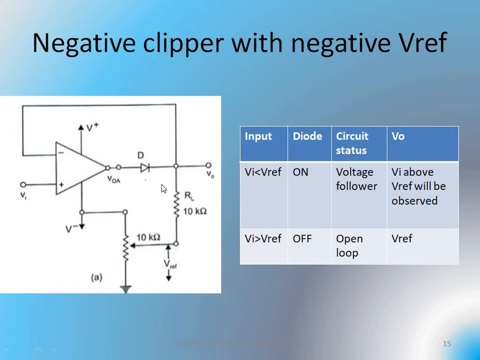The difference between the positive clipper and negative clipper is that in the negative clipper you can find the anode-cathode direction, whereas in the positive clipper the circuit was cathode-anode. So here the reversal of the diode in a positive clipper will convert the circuit into a negative clipper. So a very similar explanation of the positive clipper can be used for the negative clipper.